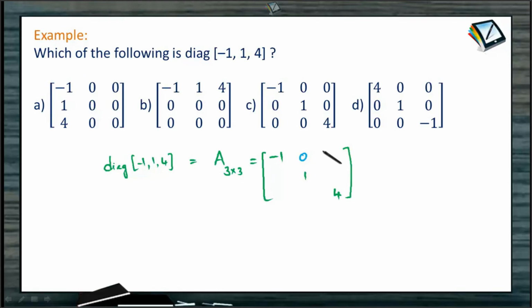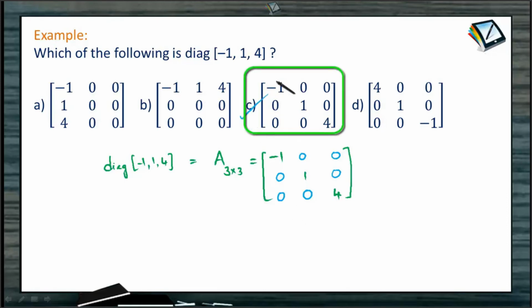That means the entry at A12 should be 0, the entry at A13 should be 0, the entry at A21, A23, A31, A32. These entries must all be 0. So let us check which option satisfies this. The matrix given in choice C is the same as minus 1, 0, 0, 0, 1, 0, 0, 0, 4. Then the diagonal matrix minus 1, 1, 4 is denoted by option C, right?